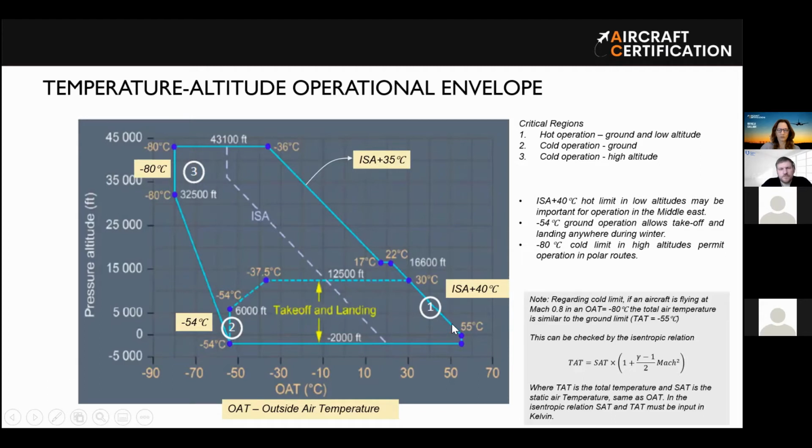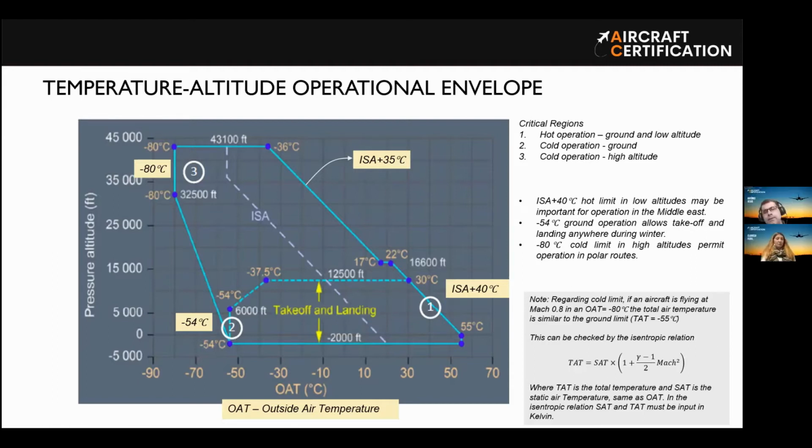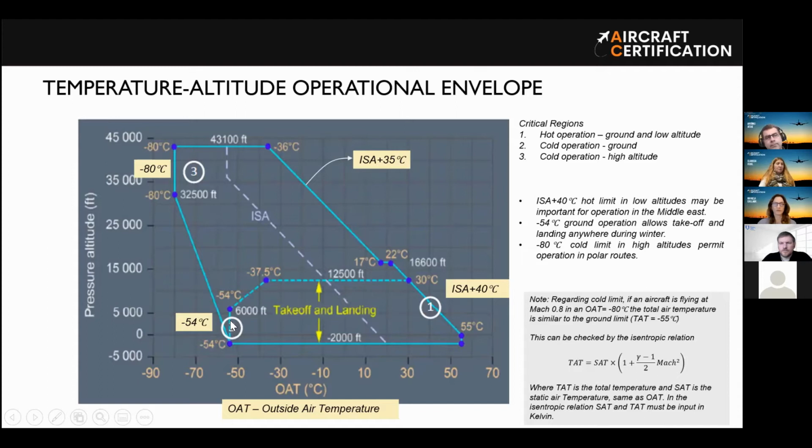Another one that is very critical is this one here, number 2. This is the ground operation, but in the cold scenario. In this case, this aircraft has a limit of minus 54 degrees Celsius, which is also very good, and covers a lot of winter operations. So you see, this is an aircraft that can operate both on very hot days and also on very cold days. Again, this is critical for the thermodynamic team to guarantee that the aircraft can operate in this region.